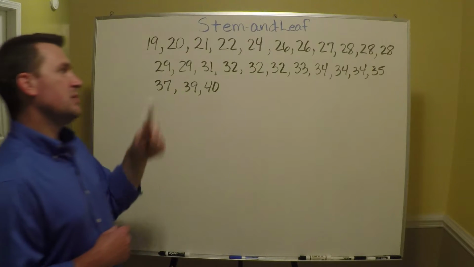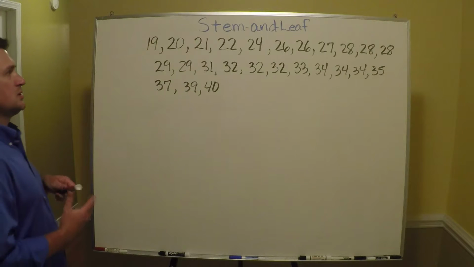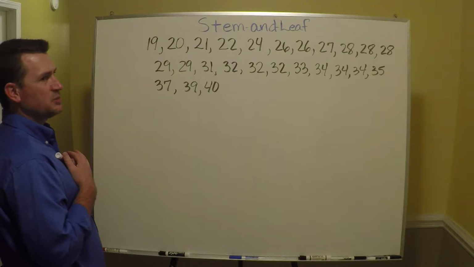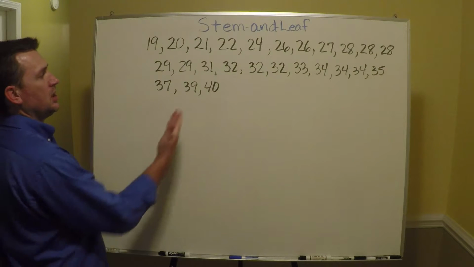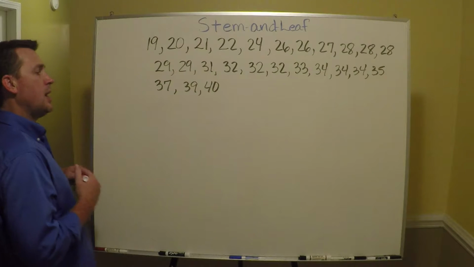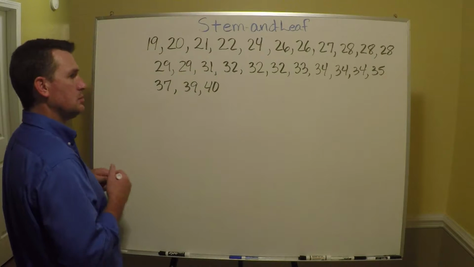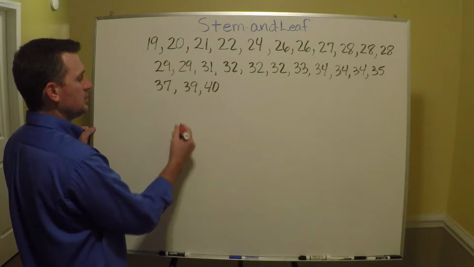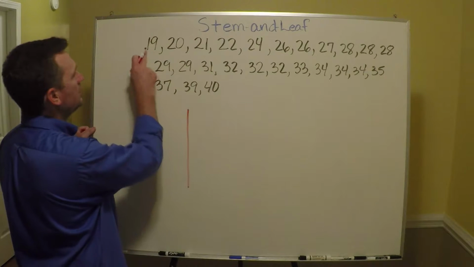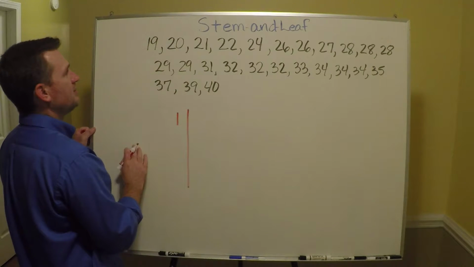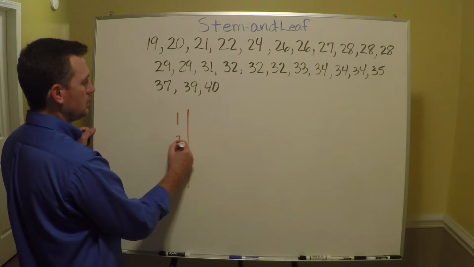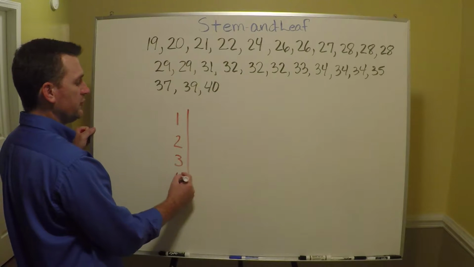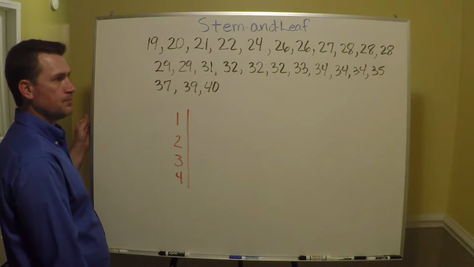But making the actual stem and leaf is a pretty easy process. After I've got my data in order, I can see that my smallest number is in the tens place, and my largest number is in the 40s. So I'm going to start my stems, which are going to be the digits in the tens place of my data. I've got some data that have a 1 in the tens place, some with a 2, some with a 3, and then my largest number is 40, so I'm going to need a 4 representing the tens place.